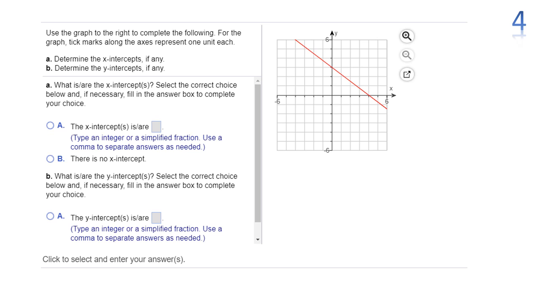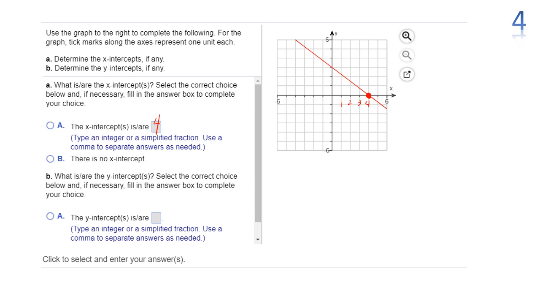Now, this graphing problem may be a little bit easier. There are no numbers to substitute in and the graph is already given. It will be your job to determine the intercepts. The x-intercept would be the point at which this red line crosses the x-axis. So let's determine that point. 1, 2, 3, 4. That is at the point positive 4.